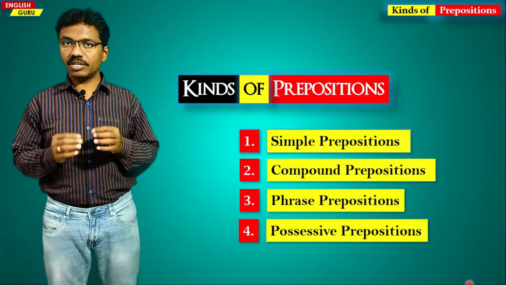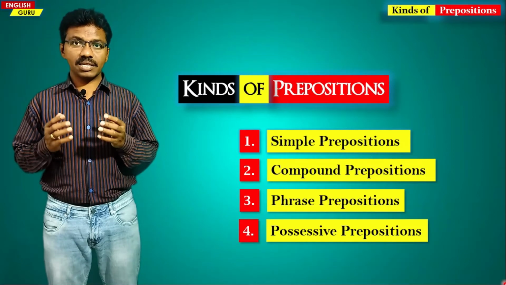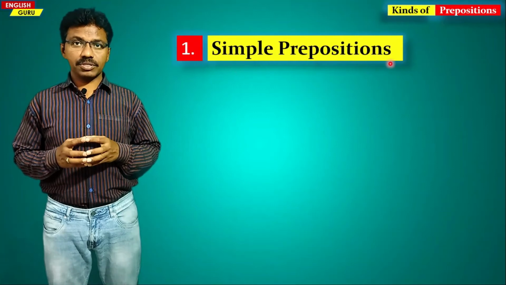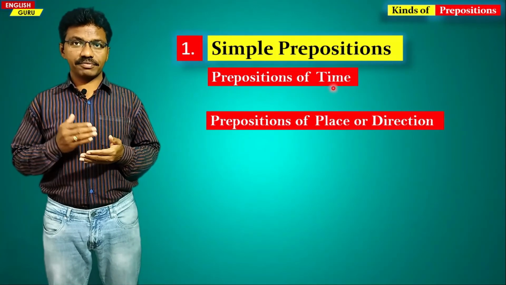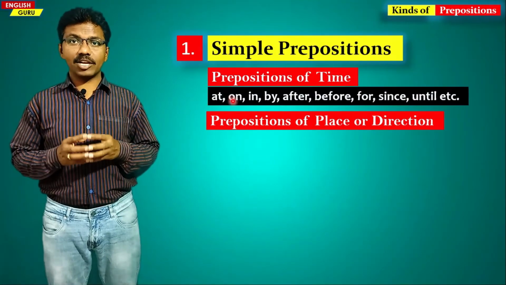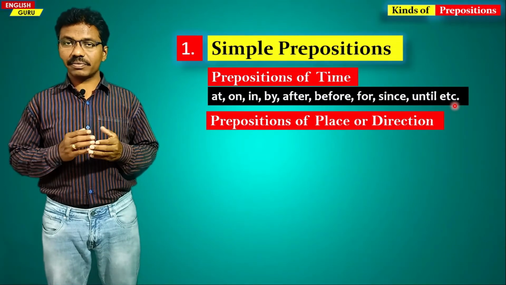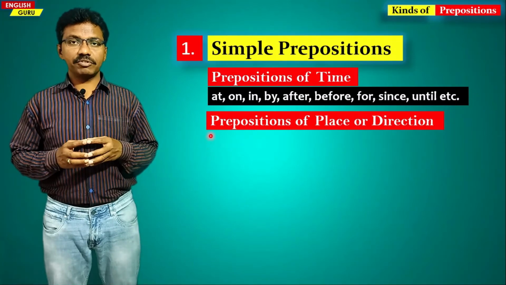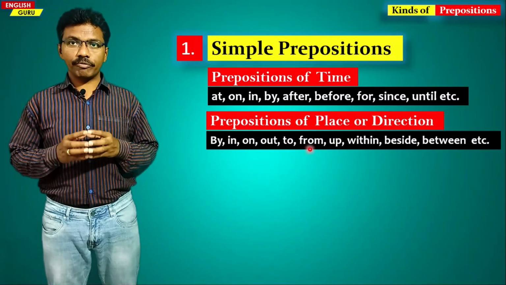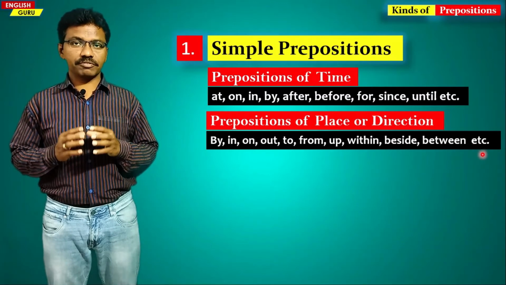And now let us try to know about each one in detail and take some examples and understand them in a better manner. The first one is simple prepositions. Simple prepositions have two categories, prepositions of time, and prepositions of place and directions. If you take prepositions of time, at, on, in, by, after, before, for, since, until, etc., these are all prepositions of time. Whereas if you take prepositions of place and directions, by, in, on, out, to, from, up, within, beside, between, etc., these are all prepositions of place and directions.